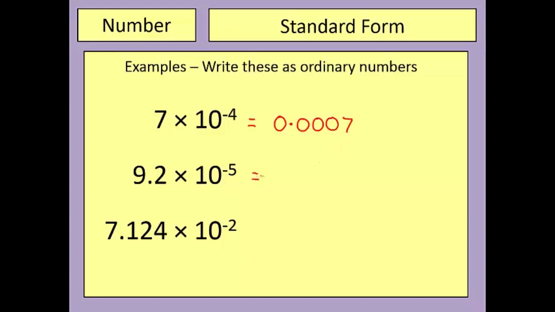So similarly in this one, we're going to have a 9 and a 2 over here somewhere. And before that, we're going to have 5 zeros. So 1, 2, 3, 4, 5, and then our 9, 2. And in this one, we're going to have a 7, 1, 2, 4 over here somewhere, and in front of that, 2 zeros. So 0.0, there's our -2 taken care of, 7, 1, 2, 4. So that's how you convert these numbers back to ordinary numbers.